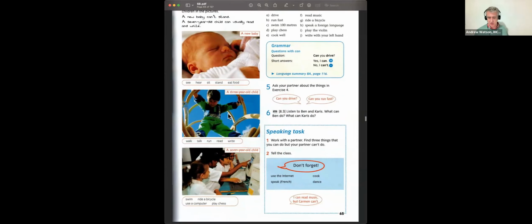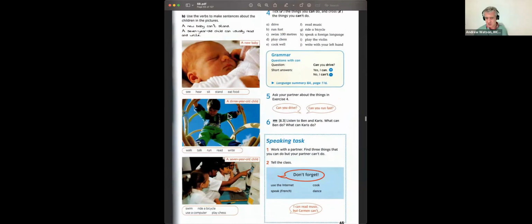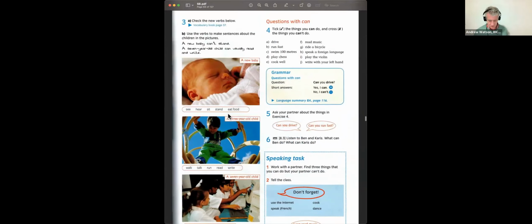Control practice, you could do something from the workbook. And production. Get students to make sentences about the pictures. That could be done in a spoken way in breakout rooms.